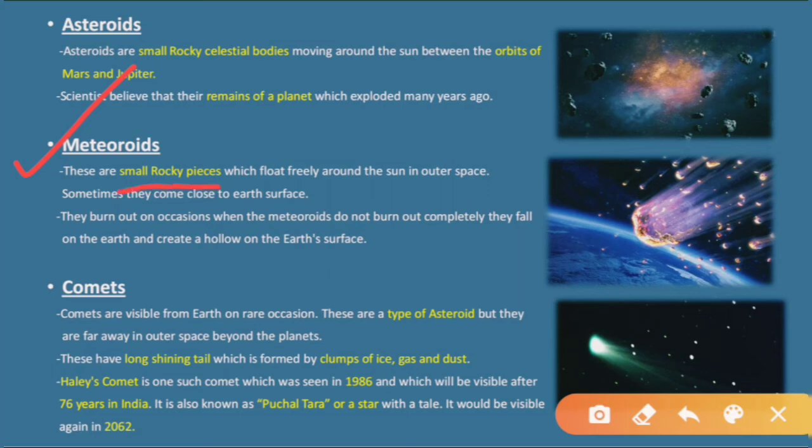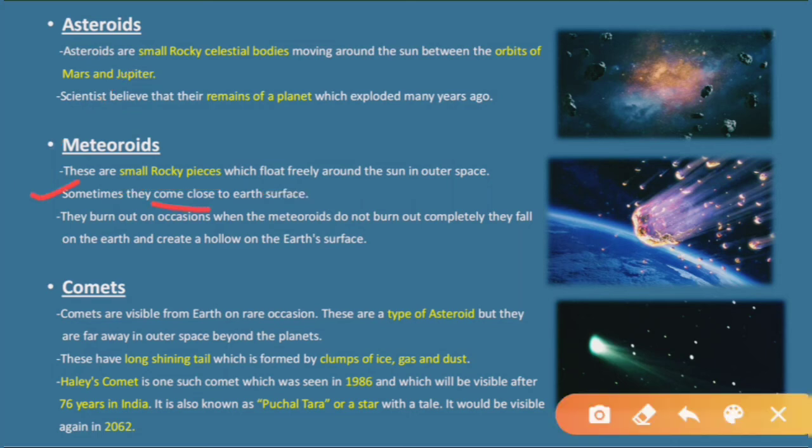Meteoroids are small rocky or stony pieces which float freely around the sun. Float means they easily move, freely. They freely move around the sun. They do not have any fixed path. They simply move. These are the small rock pieces which move around. Means आराम से वो क्या होते रहते हैं, फ्लोट होते रहते हैं. They move freely around the sun in the outer space.